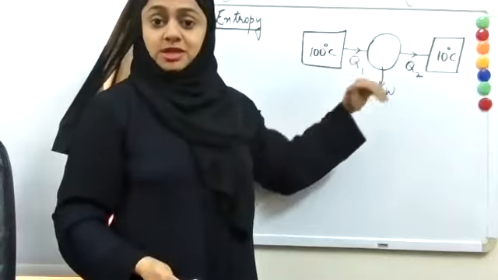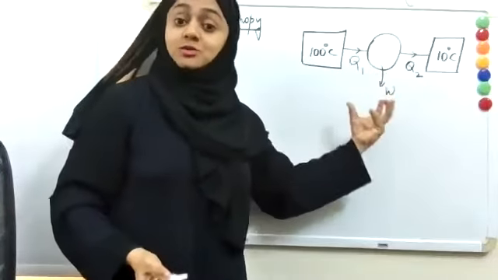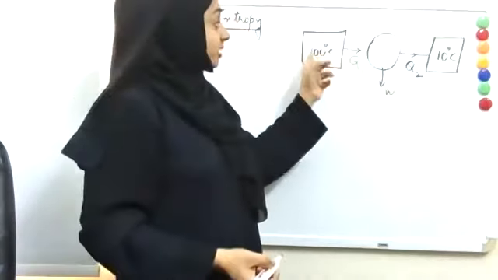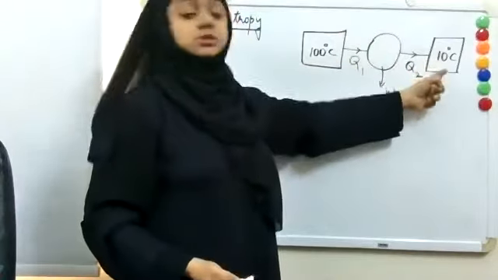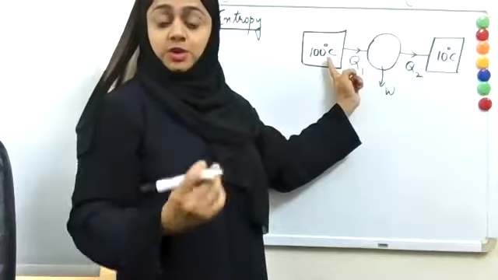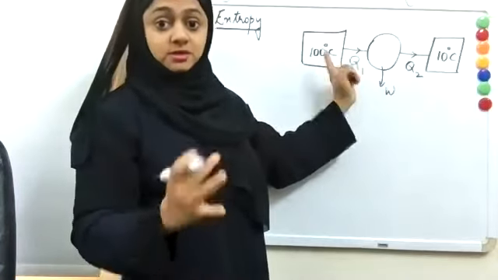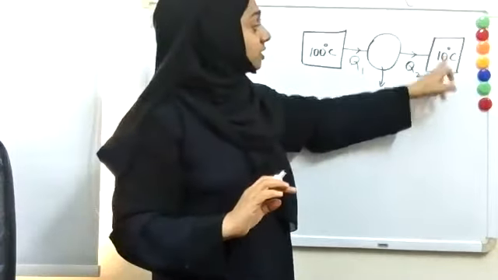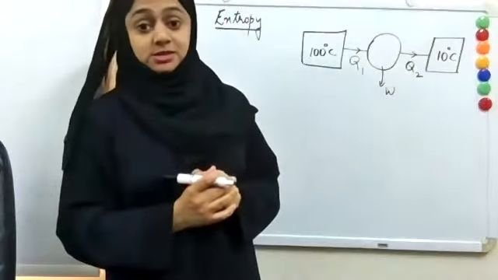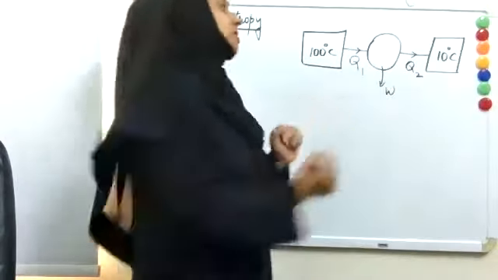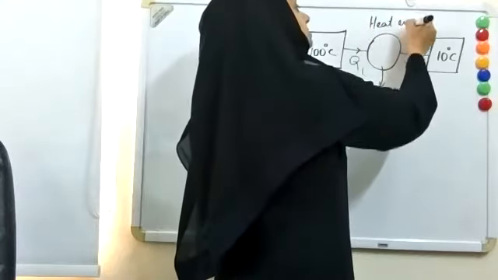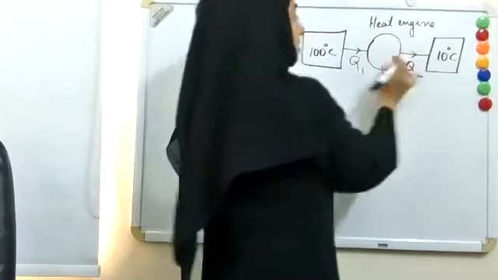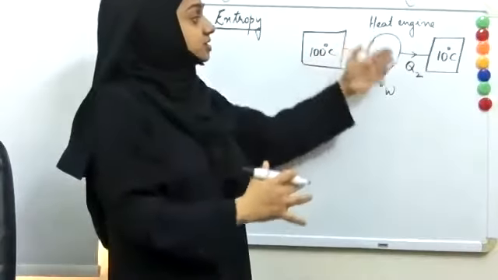So this process can continue, and you can do some work from the energy in these two systems, 1 kilogram of water at 100 degrees Celsius and 1 kilogram of water at 10 degrees Celsius. We call it a heat engine. A heat engine means a device that can convert heat energy to work.